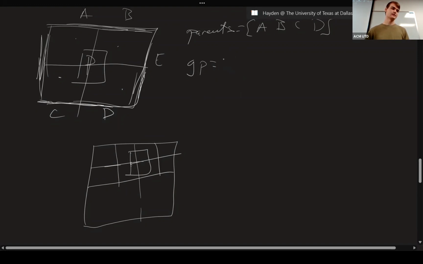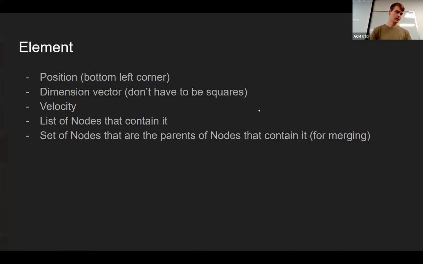So instead of making this like a list containing E, conf E, we just make it a set containing E. And when we try to add E more times, it just nothing happens. Okay. Oh, and the reason we need grandparents in the first place is for merging.